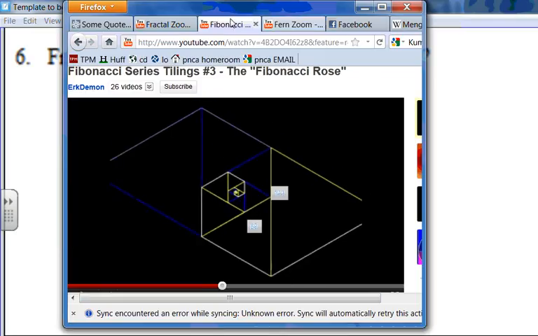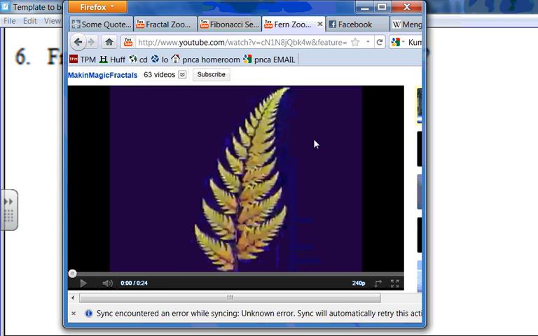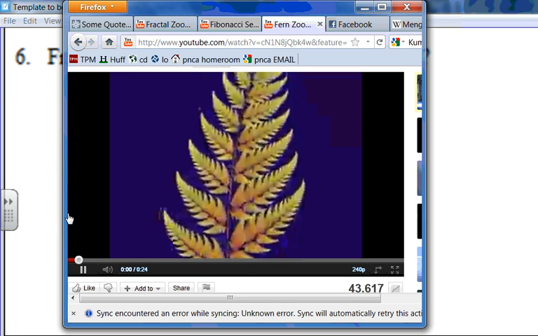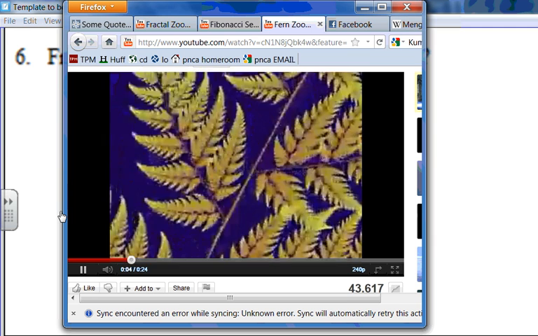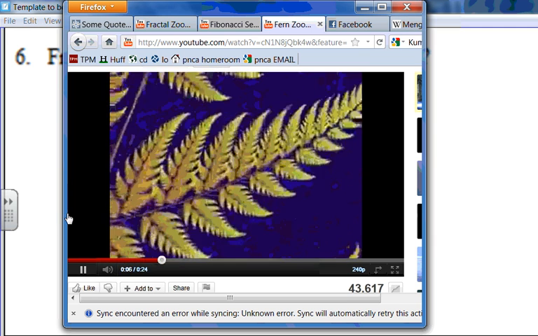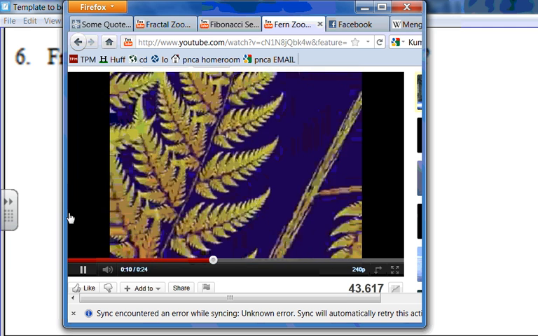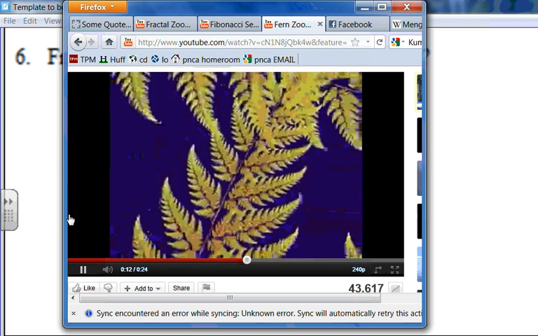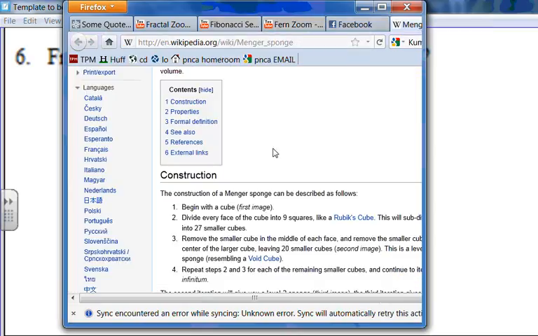Another one, a fern. Let's look at something that occurs naturally. Now this is a fern fractal, but you get the idea of the similarity, the self-similarity that exists in fractals. This is a really cool one. It's called the Menger sponge.